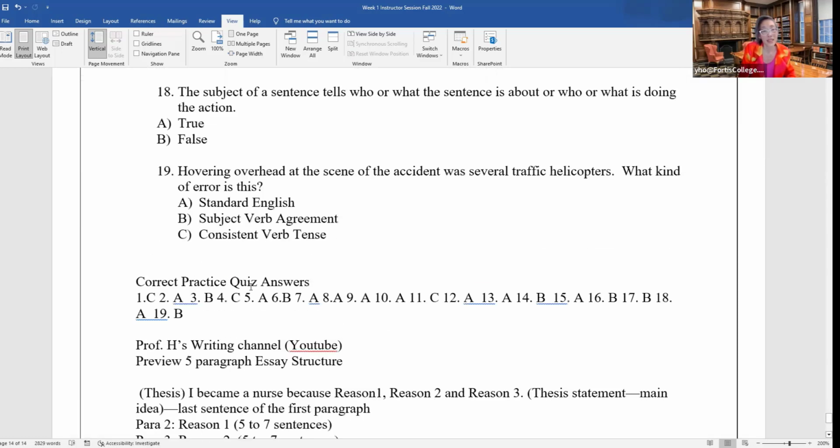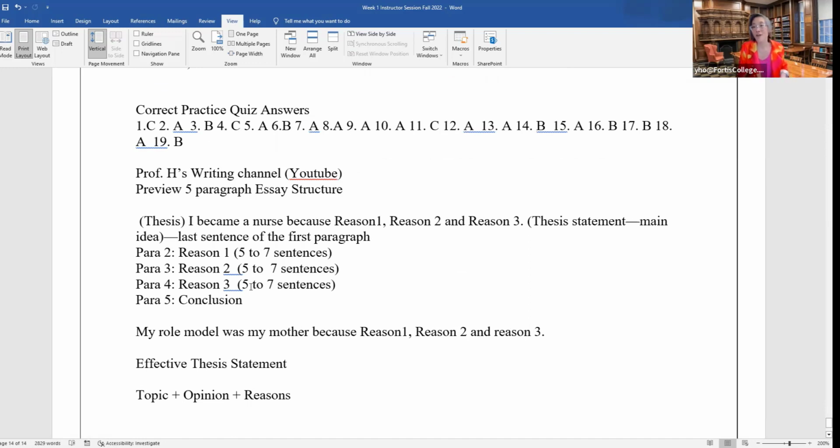Does everyone have a topic for your essay 1? No. Yes, okay. Have you started thinking about what you're going to write about for your essay 1? Do you have any idea? So you could write about I became a nurse because, or I went back to Fortis College because. In other words, essay 1 is about a turning point in your life. My divorce was the turning point in my life because reason 1, because my husband was abusive, because my children, in other words, whatever the 3 reasons are, okay?